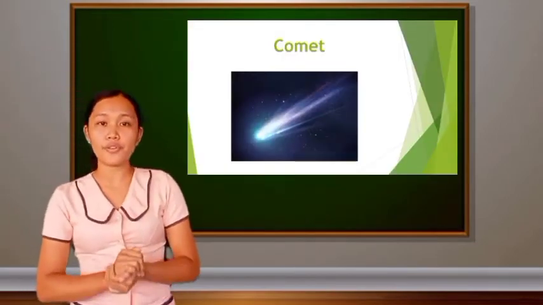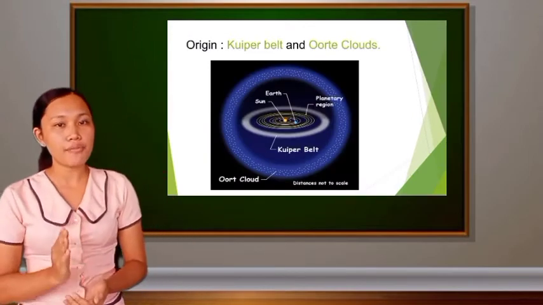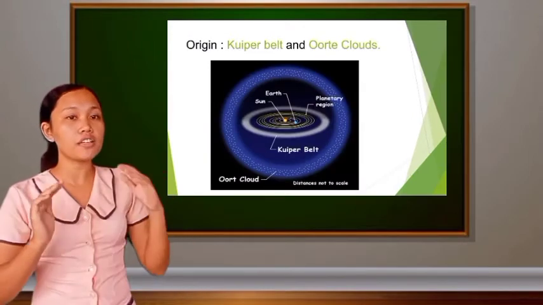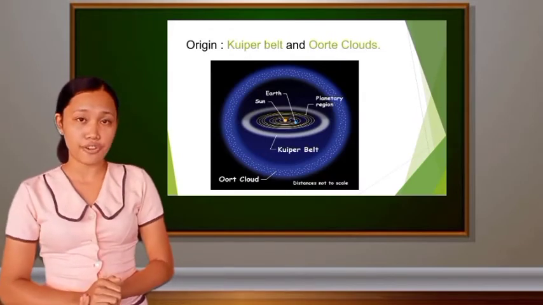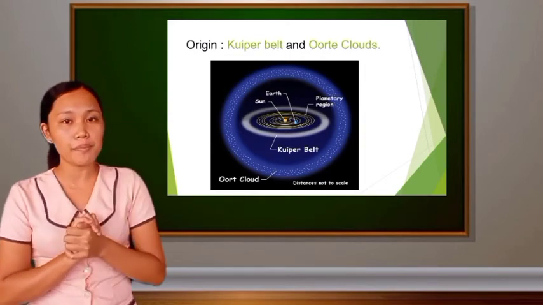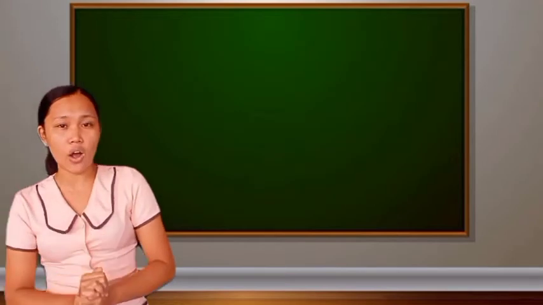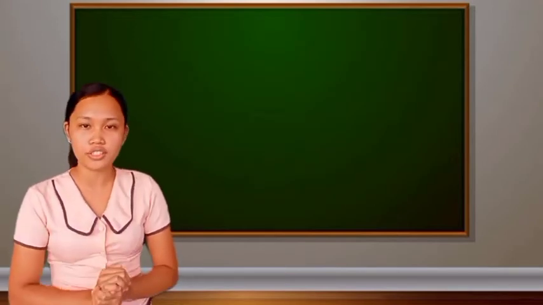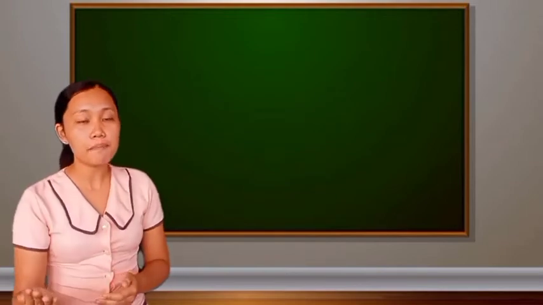Comets typically come from the Oort cloud, which is beyond the solar system, and some from the Kuiper belt, which is beyond Neptune's orbit. Long-period comets originate from the Oort cloud, while short-period comets come from the Kuiper belt. So class, do you have an idea what is the most well-known short-period comet? Yes, Mr. Malones.